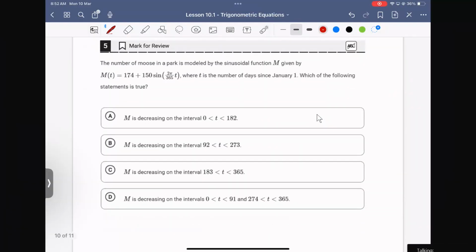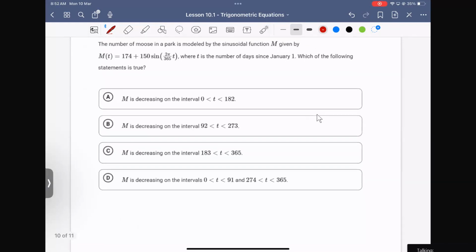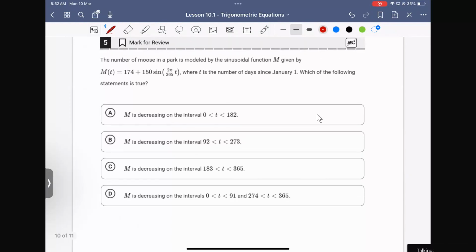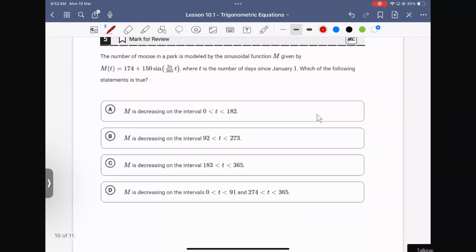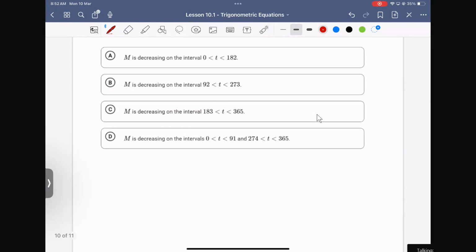Okay, this one is a non-calculator question. So what we need to do, can we have quiet? We need to solve this one. We have this particular model. Which of the following statements is true? When is it increasing and when is it decreasing?